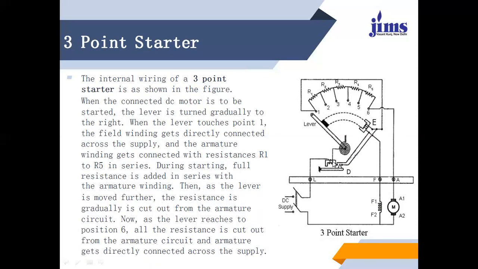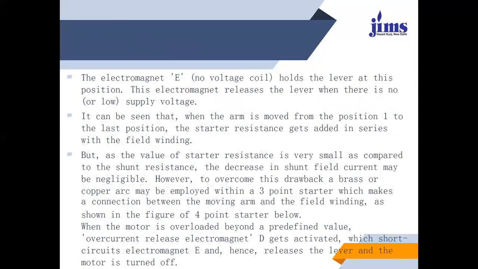If there is a high voltage condition or a no-volt condition, then E will operate, because E holds the lever while there is voltage. Whenever there is no voltage, E will release the lever and the lever returns to position 1, the off position. So this is the structure of the three-point starter and its operation.